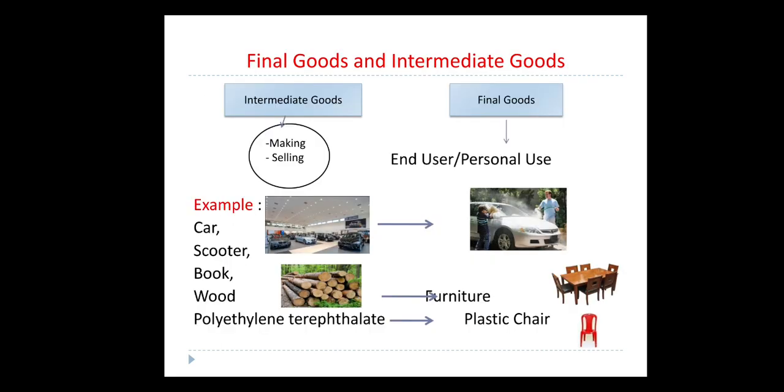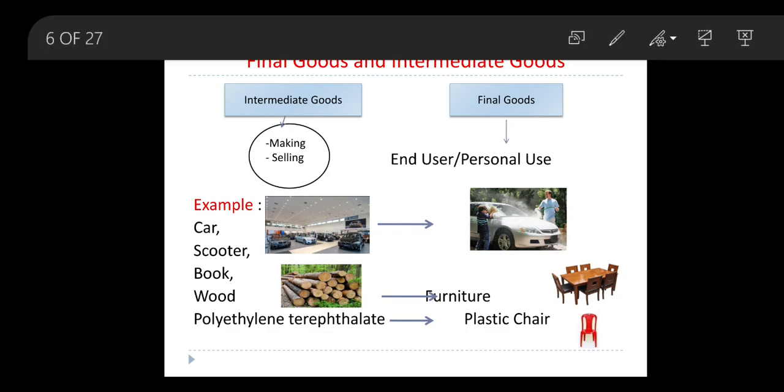Now let's see what are intermediate and final goods. Intermediate goods. Intermediate, what does it mean? It means things in between two things or in between any two processes, right? Okay, now there are two main criteria of an intermediate good. Number one, making. If a good is purchased by a firm for making a final good, then it is an intermediate good. Number two, selling.